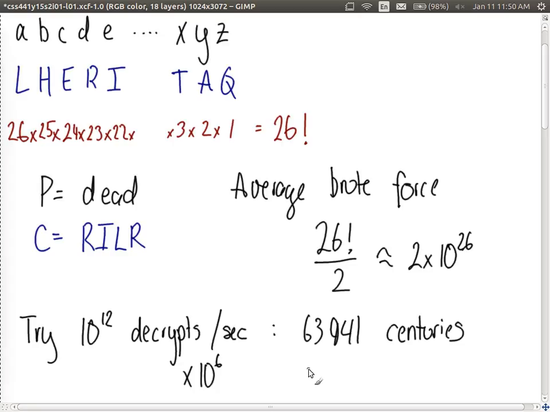Is it 6 years or something? I think it becomes 6.3 years. If we speed up by another factor of 1,000, then maybe we can bring it down to days. But now we've exceeded all the possible computers that we can get access to. So it's very easy to stop a brute force attack: make the key space very large.